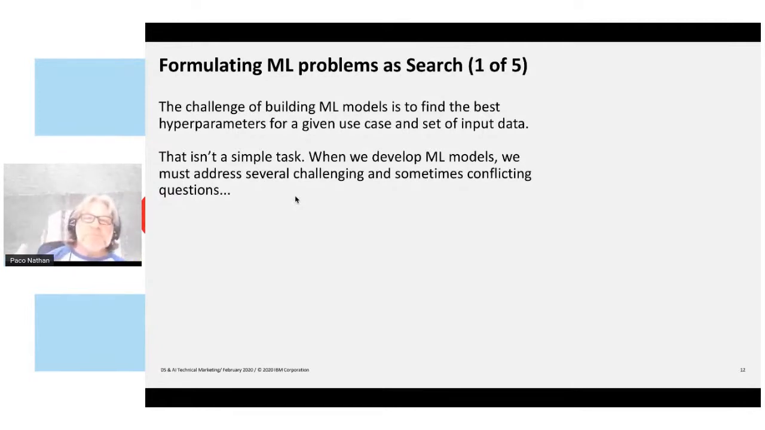When we're building machine learning models, the challenge is to be able to find the best hyperparameters for a given kind of use case for a given set of input data. And once we have those hyperparameters, then we're pretty much guaranteed that we can crunch the numbers and get to a model. So if we could just find the right hyperparameters quickly, then we'd have to do much less training, much less search, if you will. But that's not a simple task, because when we're developing machine learning models, sometimes there's a lot of challenging and even conflicting processes going on.